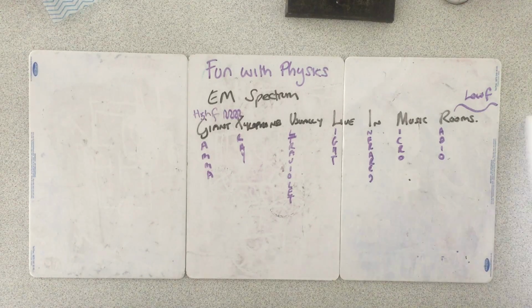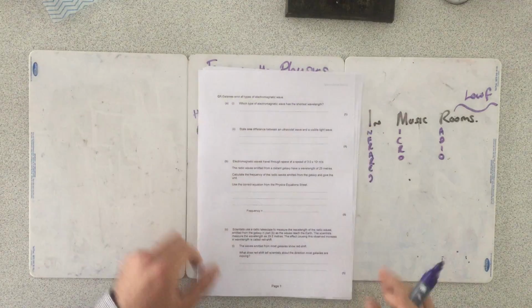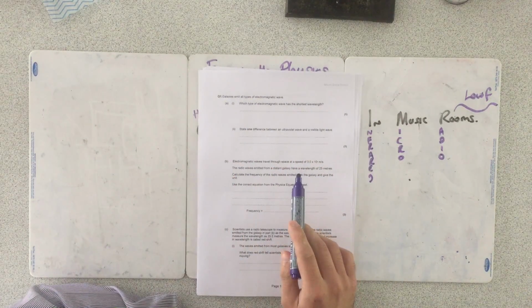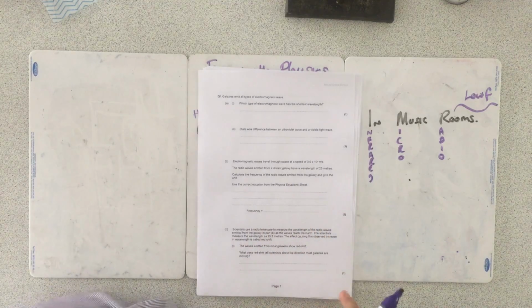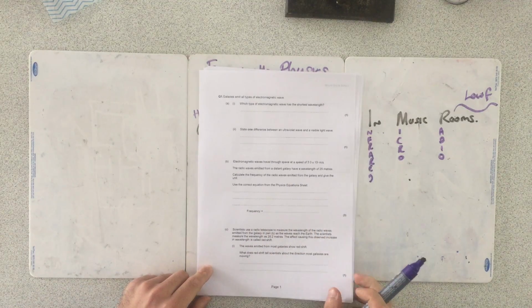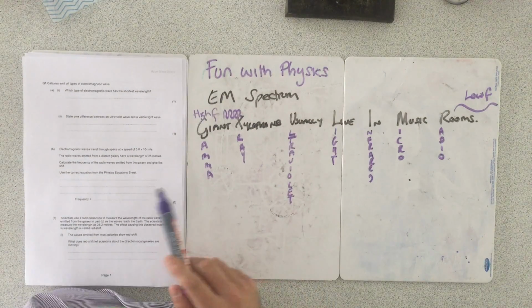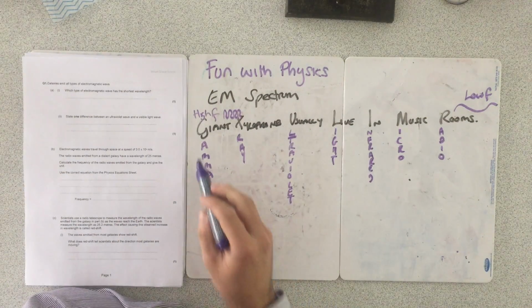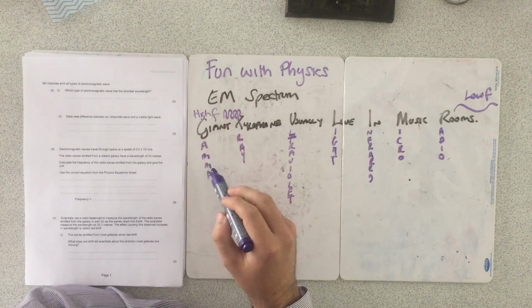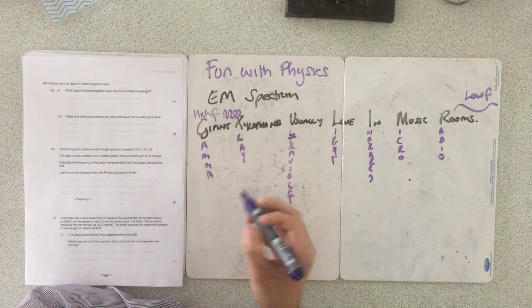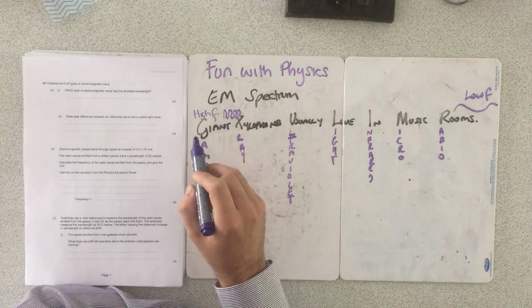Okay, now if we look at a question like this, it says, which type of electromagnetic radiation has the shortest wavelength? And state one difference between an ultraviolet wave and a visible light wave. So let's refer back to this. The first one, which type of electromagnetic wave has the shortest? It's gamma. Okay, because if it has a high frequency, it has a very short wavelength. So the first answer is gamma.